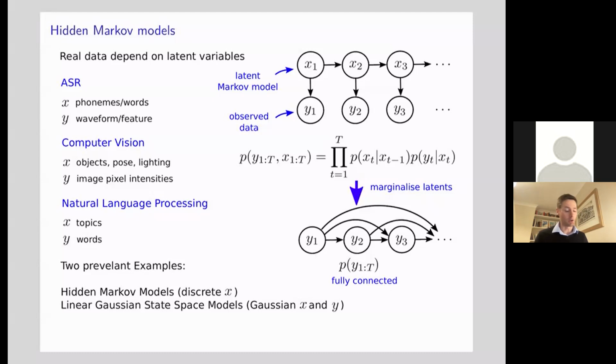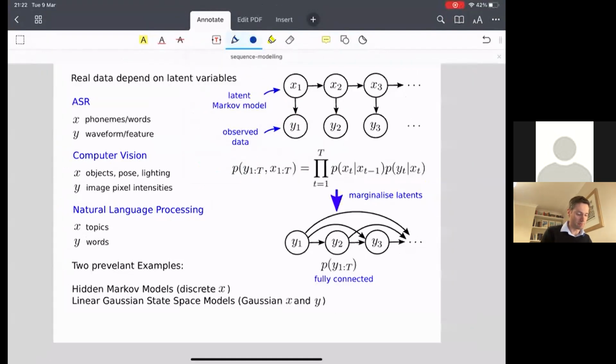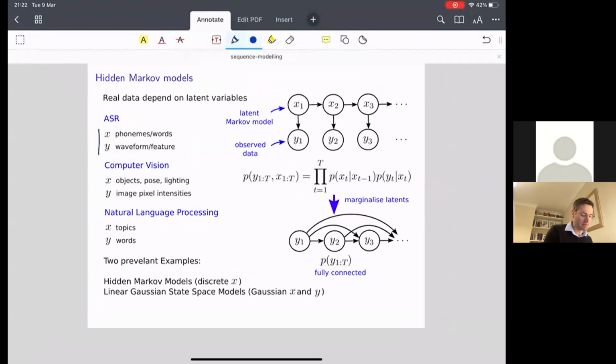The first one, shown on the left-hand side of the slide, is automatic speech recognition. In automatic speech recognition, the underlying latent variables are things like the sequences of words or phonemes that the speaker is uttering. And what you actually get to measure is the sound pressure waveform, or features derived from it, from the speaker. In the task, what you'd like to do is work backwards from the sound pressure waveform to figure out what the sequence of phonemes or words is that's being articulated by the speaker.